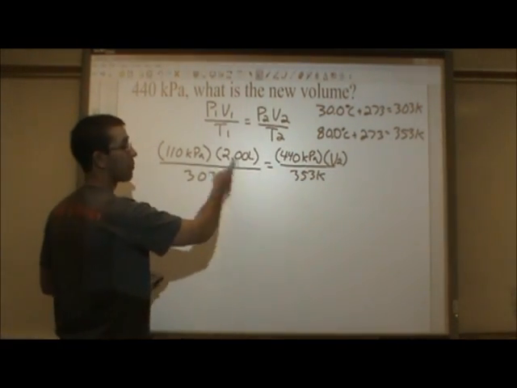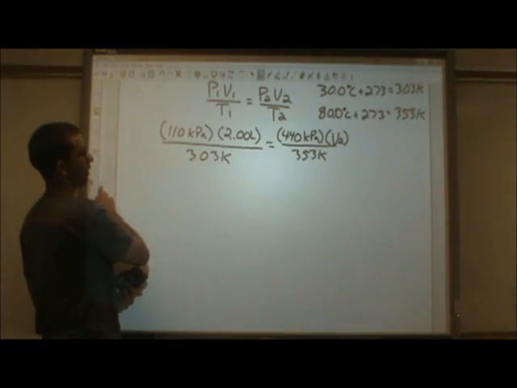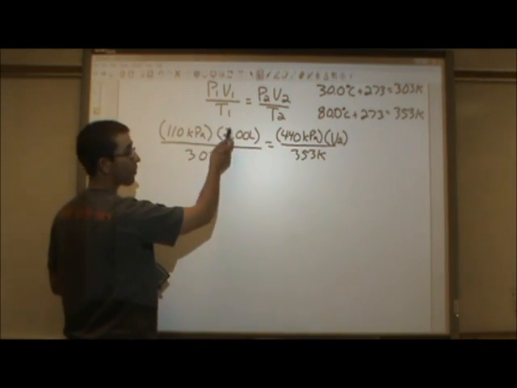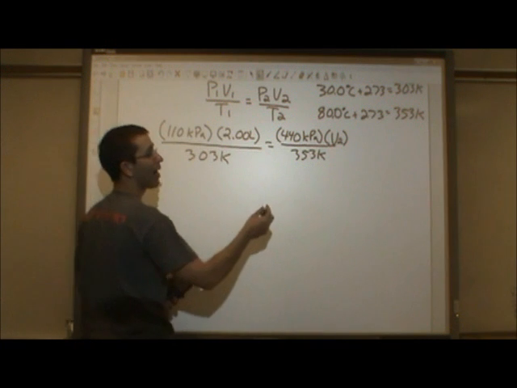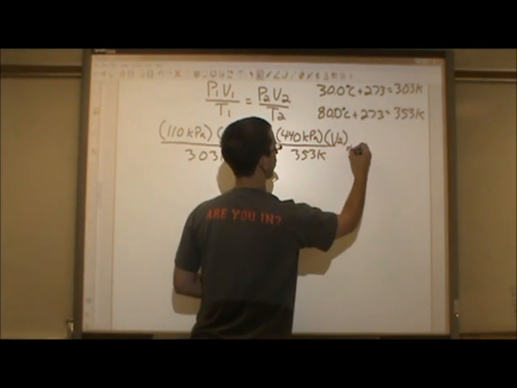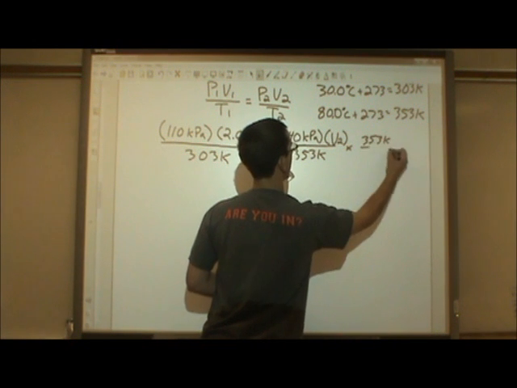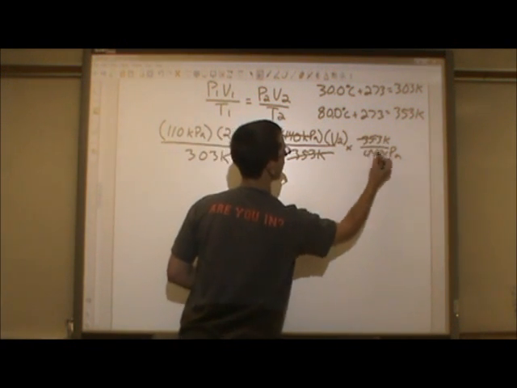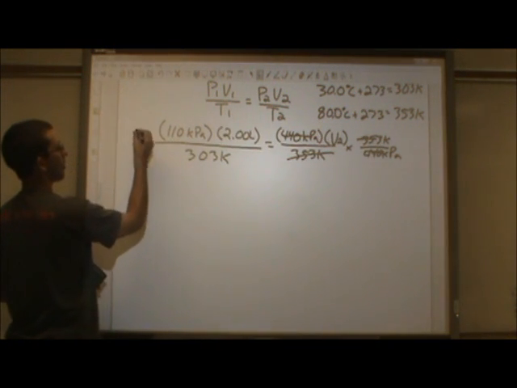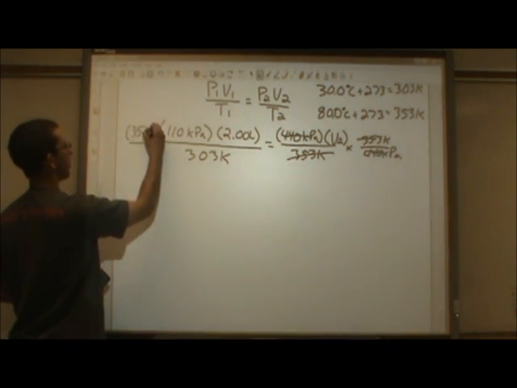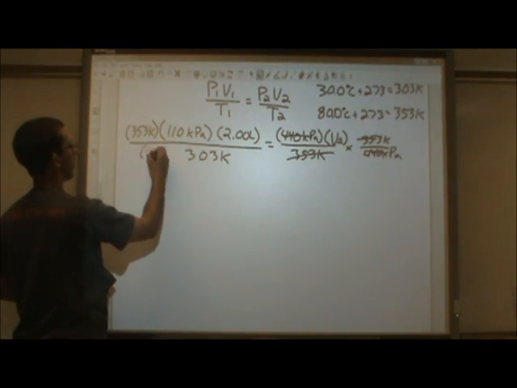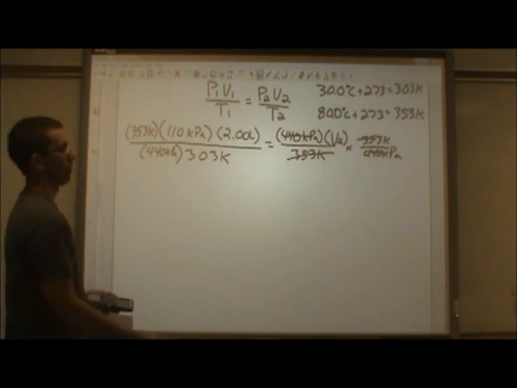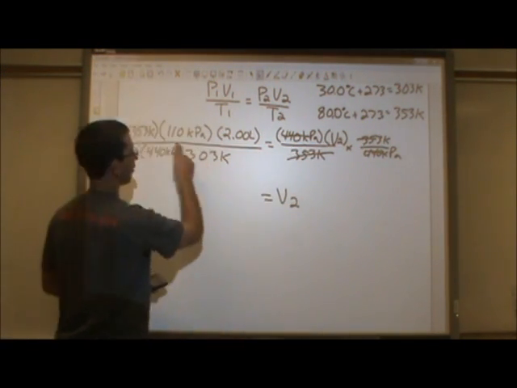So what I'm going to do is manipulate this equation to begin with, and then I'll put it all in my calculator. I want to get 353 over here, and I want to get 440 over here. So I need to multiply by 353 Kelvin to get that over here, and divide by 440 kPa on both sides. Those will cancel out all that fun stuff over there. I need to do the same on this side, multiplying by 353 Kelvin, dividing by 440 kPa. So I now have V2 equaling all of this.